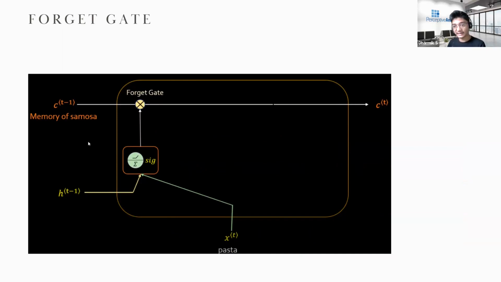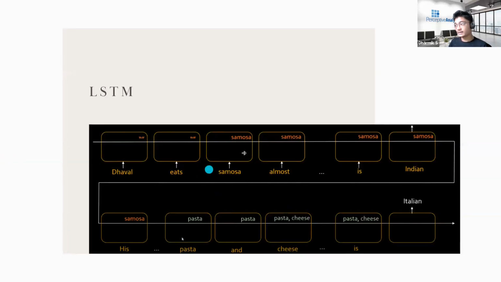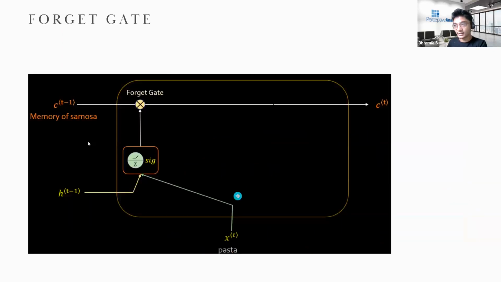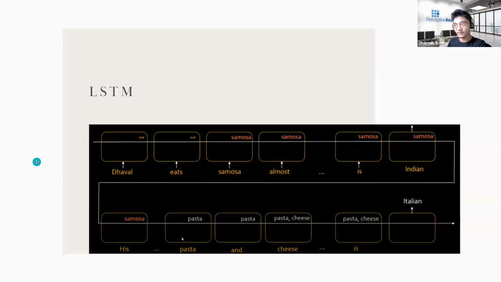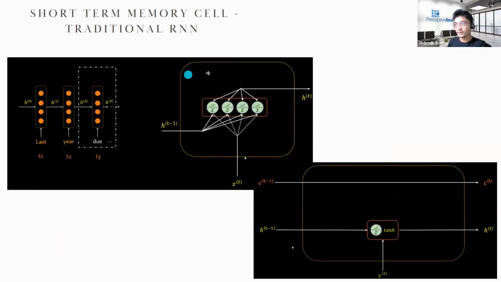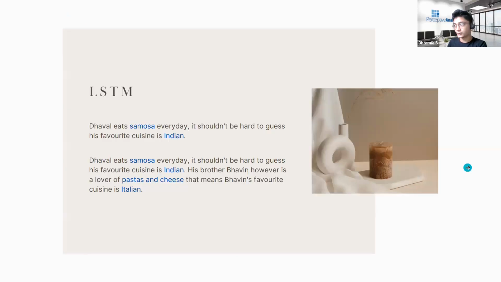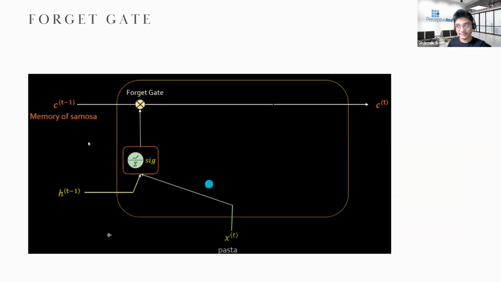The first one is the forget gate, where we need to forget this samosa over here and replace it with pasta. So this is the internal architecture of a single LSTM cell. Likewise, we were discussing over here that we were looking into a single cell of RNN. Over here, we are looking into a single cell of LSTM.